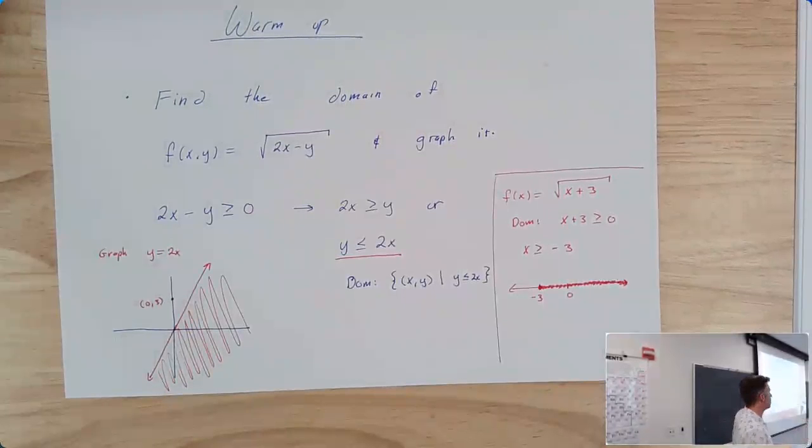So here our domain you could describe as everything under the line y equals 2x, I guess is what we do. Or on one side of the line.